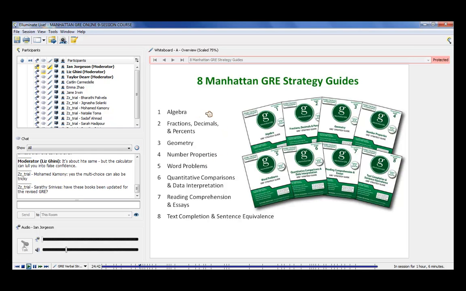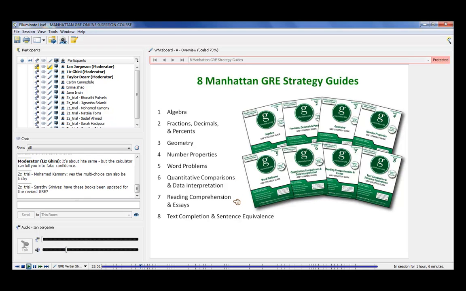So there's an entire book about algebra, an entire book about fractions, decimals, and percents, an entire book about geometry, and so on and so on. We also have a book that is focused more on question types for the math. So a book that specifically looks at strategies for the quant comp and the data interpretation.